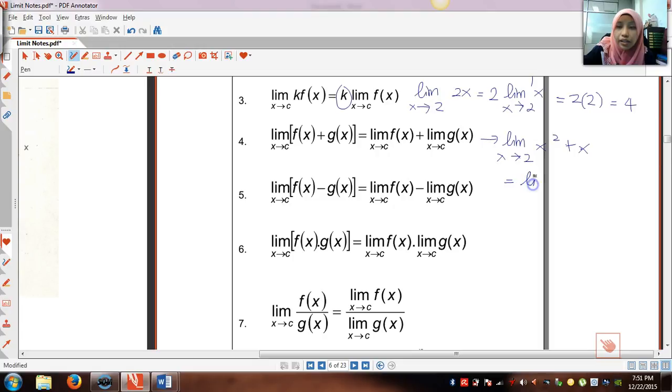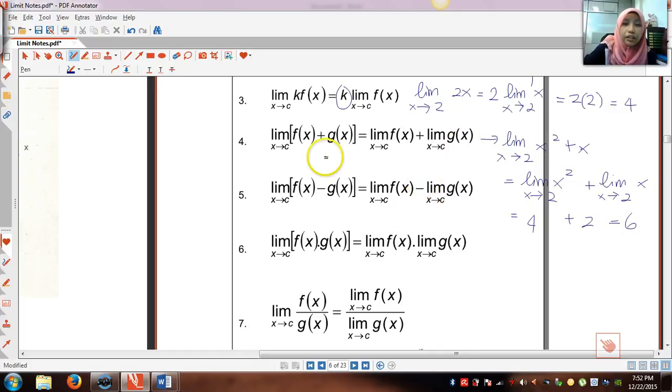Then we get the limit as x approaches 2 of x squared plus the limit as x approaches 2 of x. So we have two functions there. This is function f(x) and this is function g(x). So this is x squared. We can substitute 2 into x, then we get 2 to the power of 2, which is 4, plus substituting 2 into x, we get 2. Then we get 4 plus 2 equal to 6.